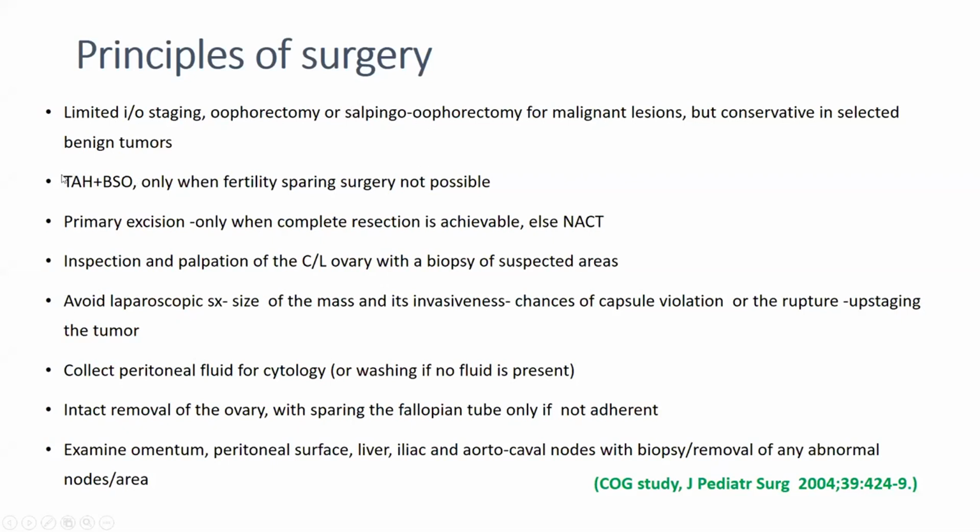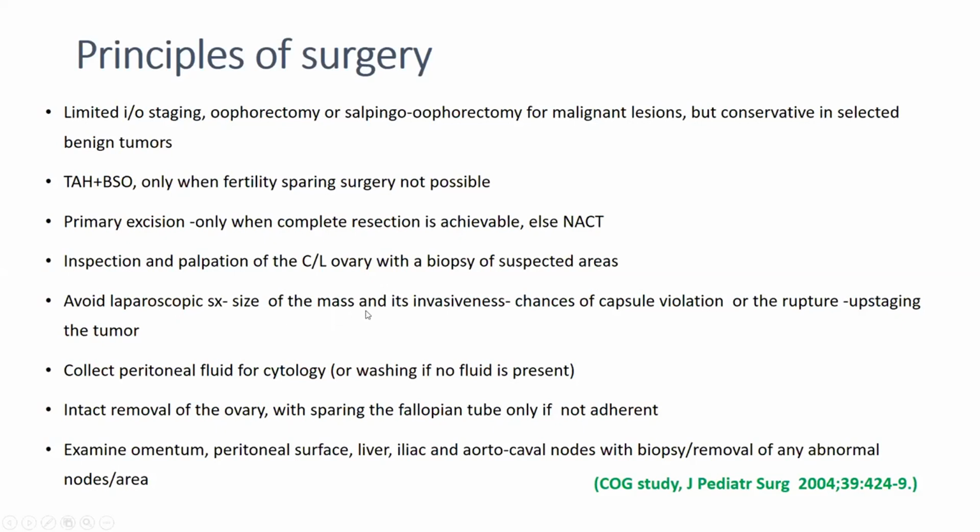Extensive surgery like total abdominal hysterectomy and bilateral salpingo-oophorectomy, which is generally done in adult patients, is not the standard in pediatric patients, and it should be done only when fertility sparing surgery is not possible. So as discussed, primary excision should be done only when the operating surgeon thinks that the tumor can be removed completely. Otherwise, neoadjuvant chemotherapy has to be given.